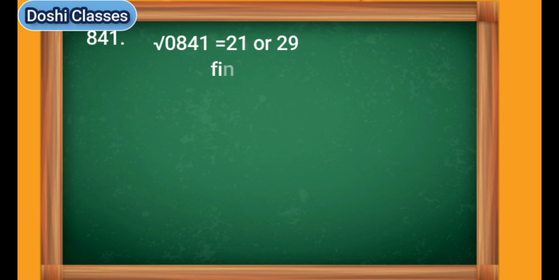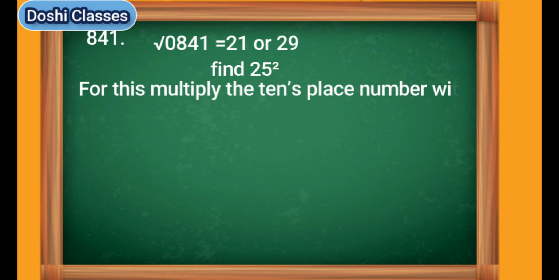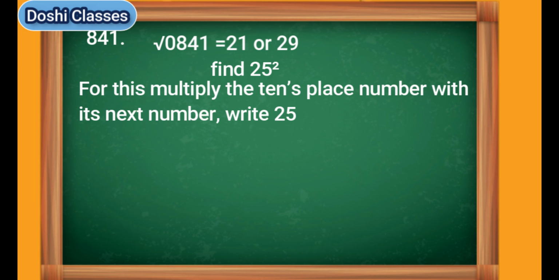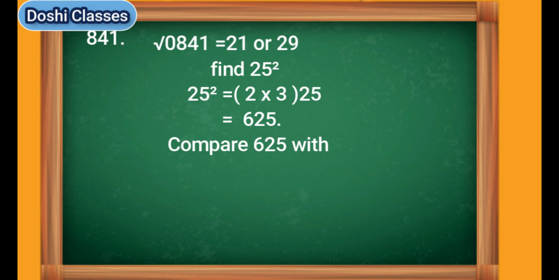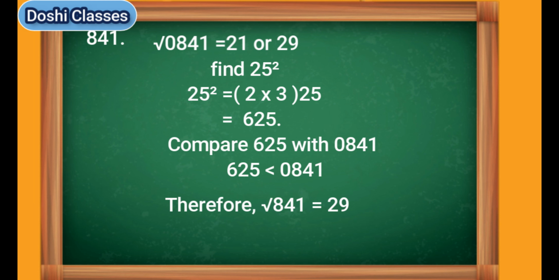For this we have to find the square of 25. For this we have to multiply the tens place number with the next number, that is multiply 2 with 3 and write 25 after the answer. 2 into 3 is 6, therefore 25 square is 625. Now compare 625 with 0841. 625 is smaller than 0841. Therefore, the root of 841 is 29.